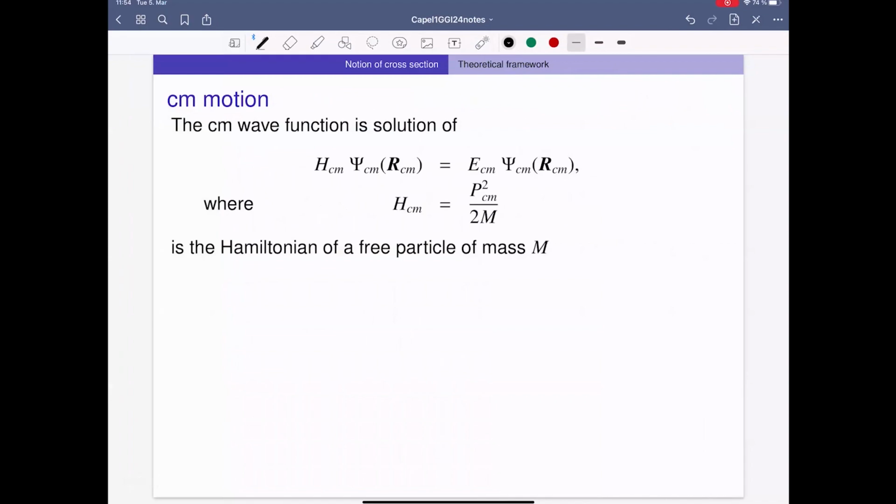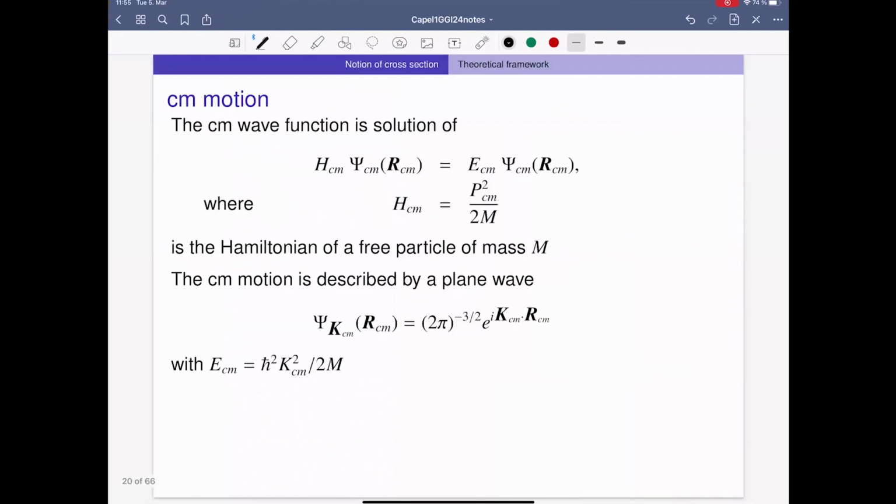So for the center of mass, we go back to this notion. The Hamiltonian is just a kinetic energy term. There is no potential term. So it's the Hamiltonian of a free particle of mass M, the total mass of the system, just to make sure, M is MA plus MB. And that motion is described by a plane wave. We've seen that in Jérôme Margueron's lecture yesterday. So you have a plane wave. It's just a free particle moving on a straight line, with an energy that is related to the wave number of the motion.